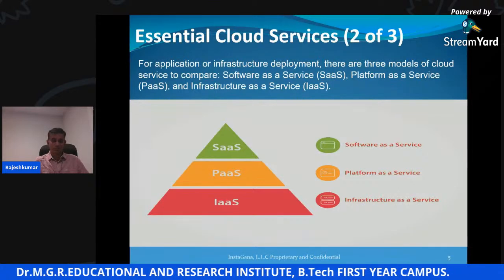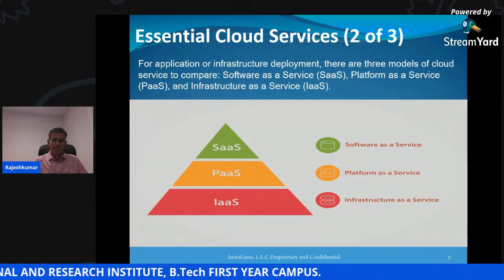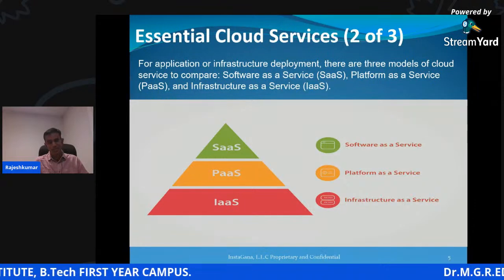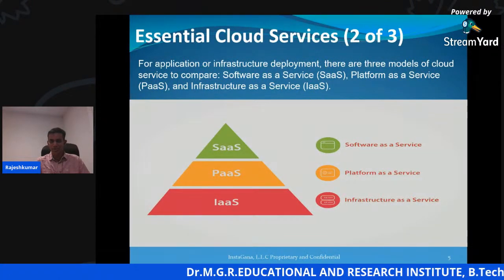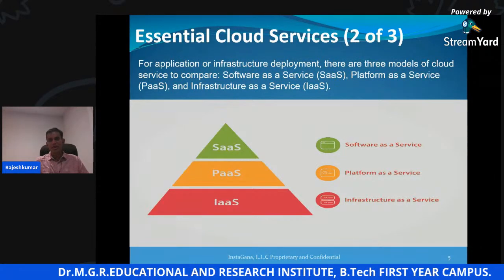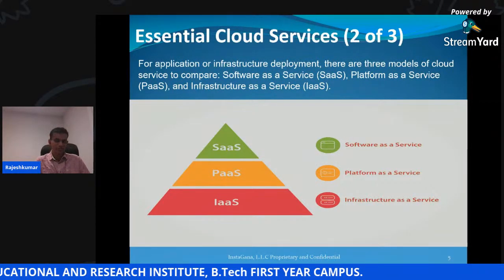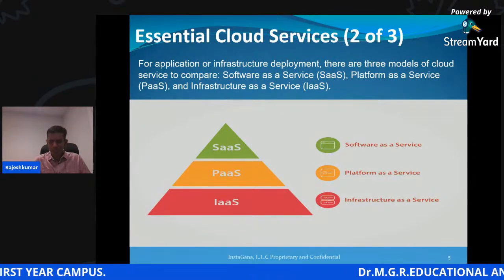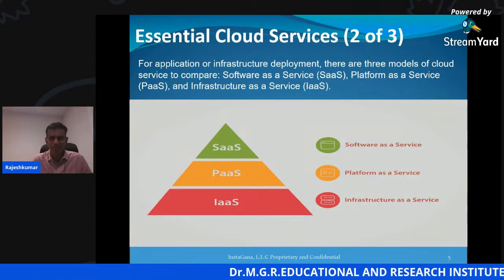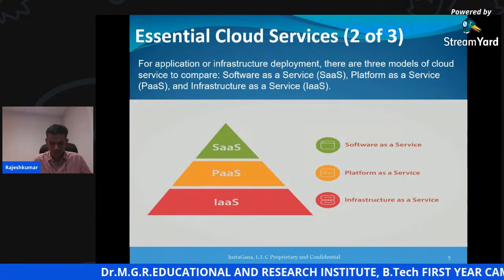Each one has its own market share, and software as a service is quite famous today, and the growth is quite phenomenal across the globe. But parallelly, infrastructure as a service is also coming up and catching up, because they want to do everything on their own.